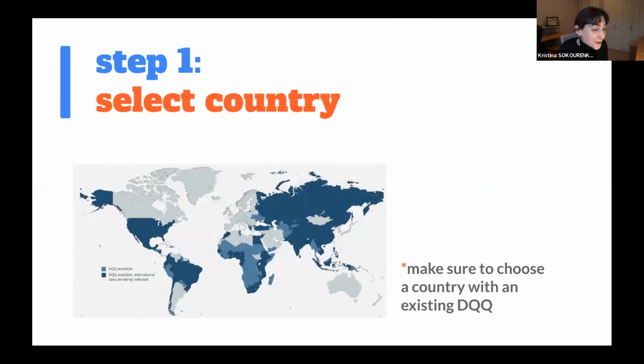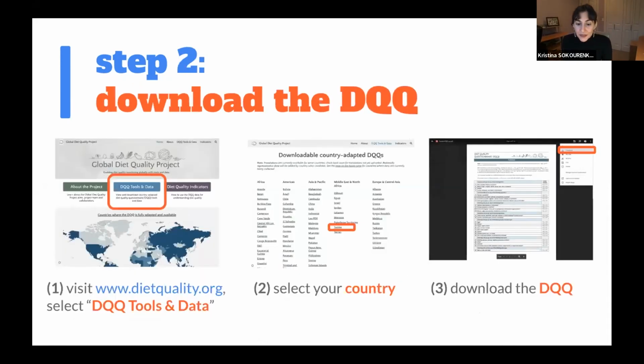You can choose to do a different one, maybe another group member's country for a change. And you will head to the DQQ. You will head to the dietquality.org website. I'll post everything in the chat as soon as I'm done. Don't worry, I'll have all the links ready for you. You'll pick a country and then you'll download that country's DQQ so that you can administer it within your group.